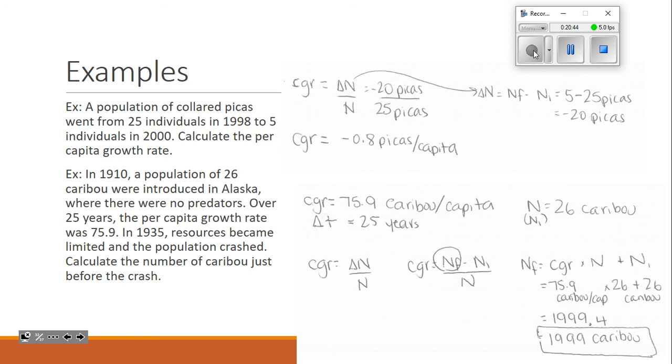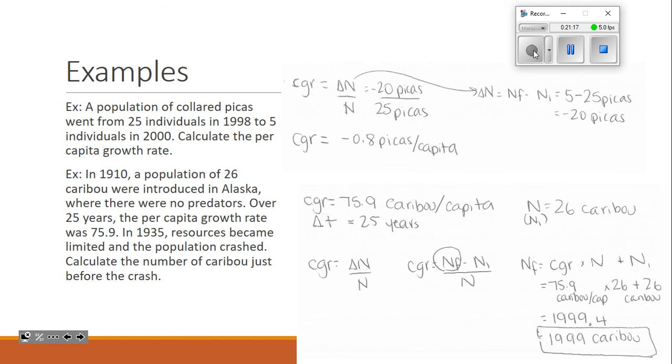I'm not saying that it's impossible, but if you got a rather large number as your per capita growth rate, I would second guess myself and be like, ooh, well that's weird. Per capita growth rates aren't usually big numbers. They're usually small decimal numbers. They don't have to be less than 1. They have been in these examples, but they're usually pretty small numbers. So if I got something like, I don't know, 20 as my per capita growth rate, I'd be like, is that my growth rate? That seems kind of bigger.